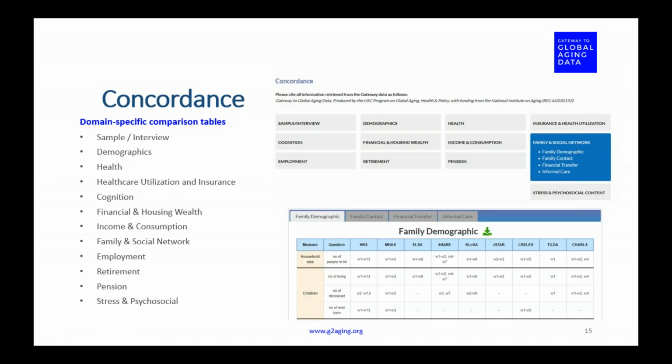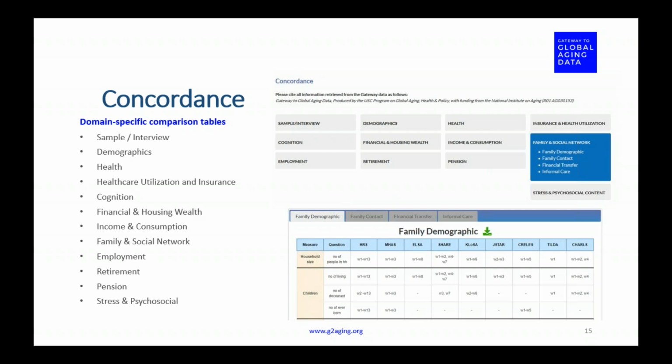Again, to that topic of knowing what's comparable and available between different studies, we've built concordance tables. So for about 12 different topics currently, we've built tables that try to capture cross-study variability. You can see in this example inside of the family and social network section, we've got a family demographic comparison table that goes through a lot of these studies and says whether this data was collected and/or available. So you can see that all of the studies ask household size. And all of them ask the number of living children.